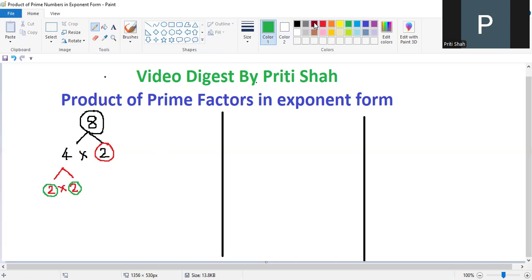So we can write in short, 8 is 2 times 2 times 2. And as we know, 2 is repeated 1, 2, 3 times. So 2 raised to the power 3. Let's take one more example. Suppose the number is 360.